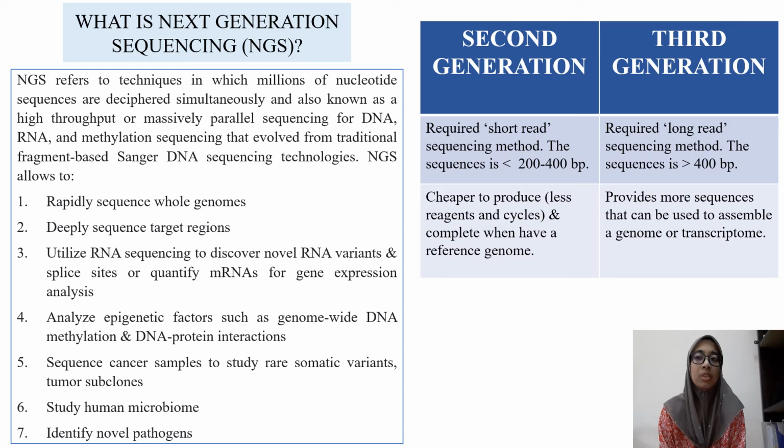NGS divided into two generations, which is second generation and third generation. Second generation requires short read sequencing method, and the sequence is less than 200 to 400 base pair. It's cheaper to produce, which is use less reagent and less cycle, and complete when have a reference genome. While the third generation is a long read sequencing method, and the sequence is more than 400 base pair. It provides more sequence that can be used to assemble genome or transcriptome.